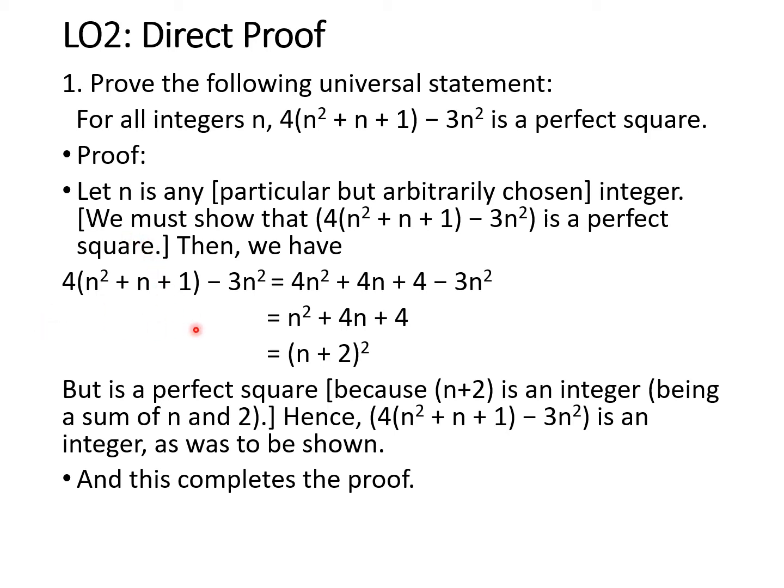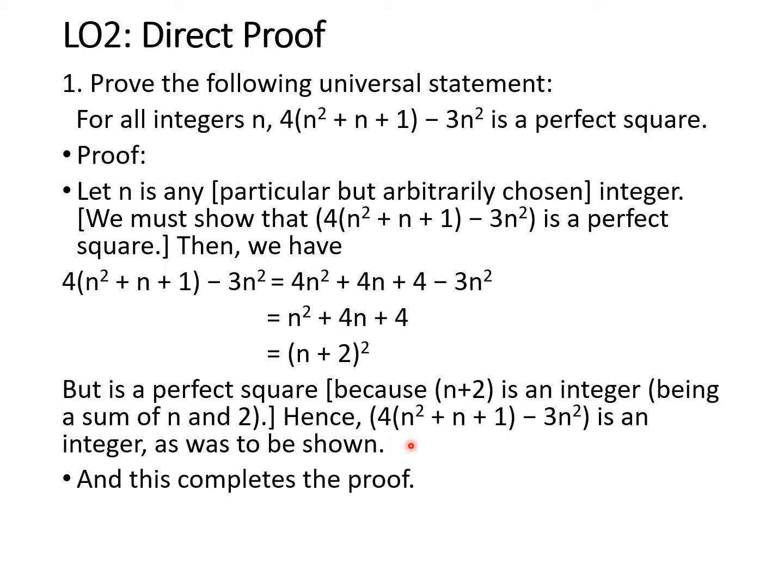So what we're going to do here, we're going to try to factorize 4 multiplied by n squared plus n plus 1 minus 3n squared. So we expand it, rearrange it, and we try to factorize it. So now for n plus 2 squared, obviously this is a perfect square, right? So we have kind of proved the statement, but you need to write out a concluding statement usually. So what you need to do is say n plus 2 squared will be a perfect square for any integer n.